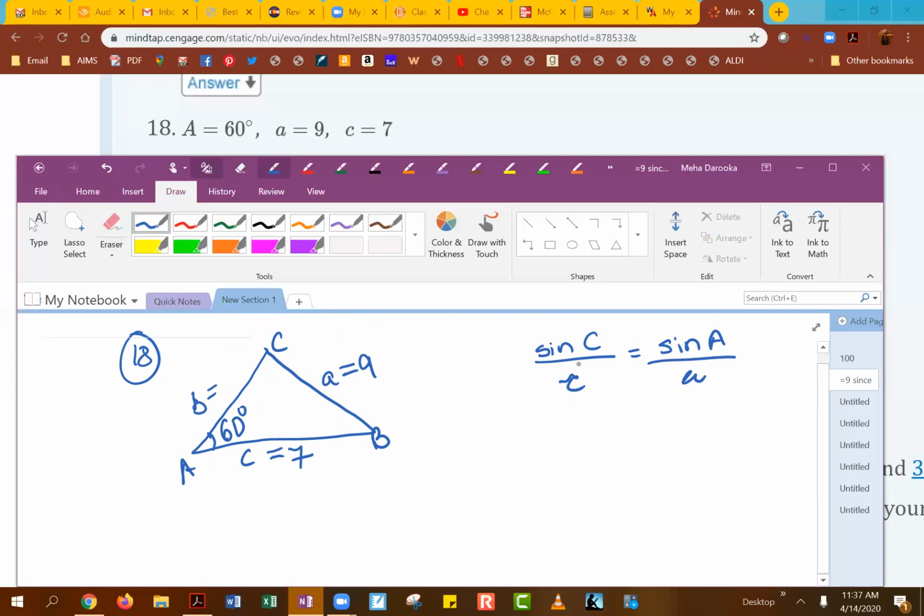So to get angle C, of course, we want to isolate sine C first. So we can go ahead and multiply both sides by the small c. And you will end up getting sine of C equals sine of A, where A is 60 degrees, side A is 9 units, and side C is 7 units. So again, we can put this in our calculator, or even for sine 60, you can also use your unit circle.